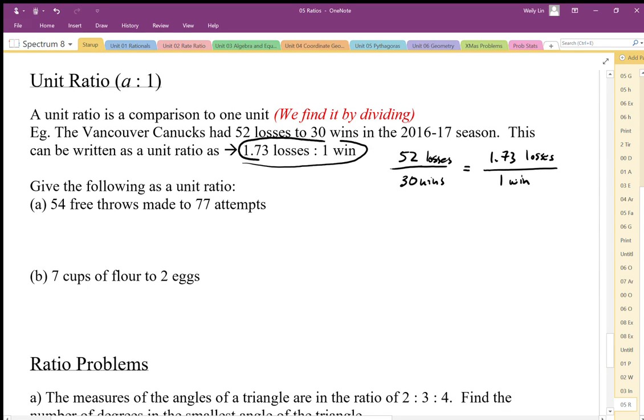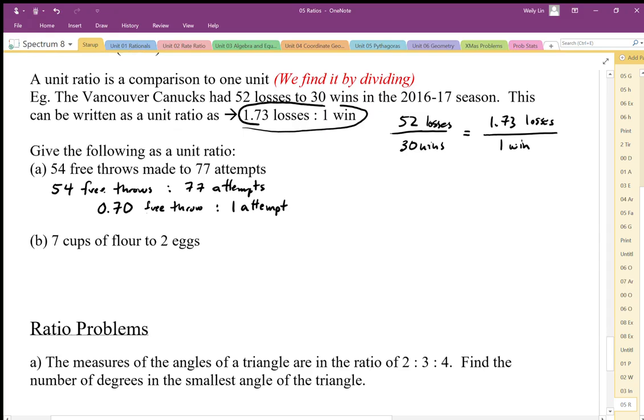Okay, so let's try this on some problems then. So here we have 54 free throws made for 77 free throws attempted. Okay, so I'm going to divide those two numbers to get my unit rate. So when I divide, I get 0.70 free throws made for 1 free throw attempt. So this becomes my unit rate.